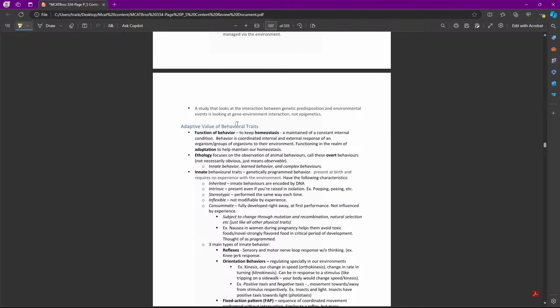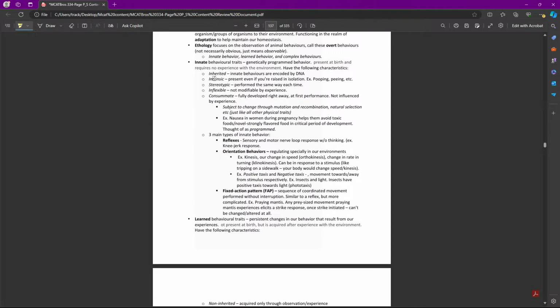Okay. And then the last section for now that we'll talk about is the adaptive value of behavioral traits. The function of behavior is to keep homeostasis and maintain a constant internal condition. Behavior is coordinated internal and external responses, and it's caused by adaptation to help maintain our homeostasis. So, ethology focuses on the observation of animal behaviors and calls these overt behaviors. Not necessarily obvious, just means observable.